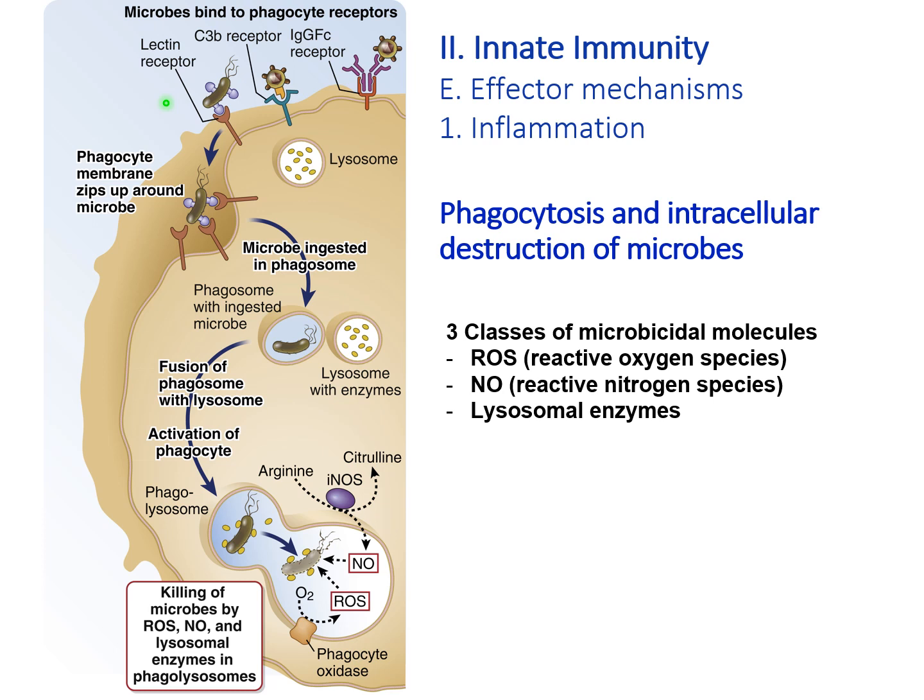The microbes are internalized into phagosomes, which fuse with lysosomes to form phagolysosomes, where the microbes are killed by microbicidal agents. There are 3 classes of these microbicidal molecules known to be most important, and these are your ROS, or your reactive oxygen species, nitric oxide, which is a reactive nitrogen species, and then the third class is lysosomal enzymes.